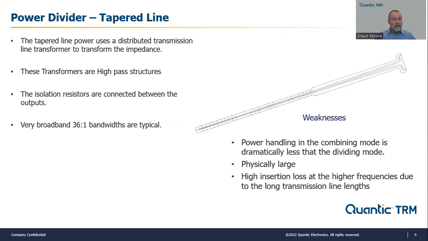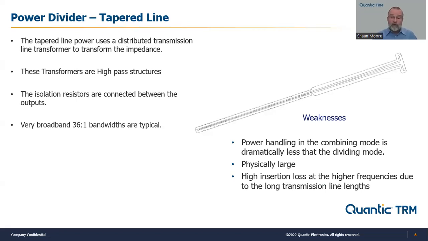A lot of the other advantages of the Wilkinson are still here. The main difference is this is a high pass structure rather than a band pass structure. You can very easily get 3640 to 1 bandwidths out of this sort of structure. The downfall here is that these structures tend to be fairly large, depending on how low in frequency you want them to operate. These have to be in excess of a half wave at the low frequency cutoff, and therefore they tend to be quite long if you want to go very broadband, down to low frequency.